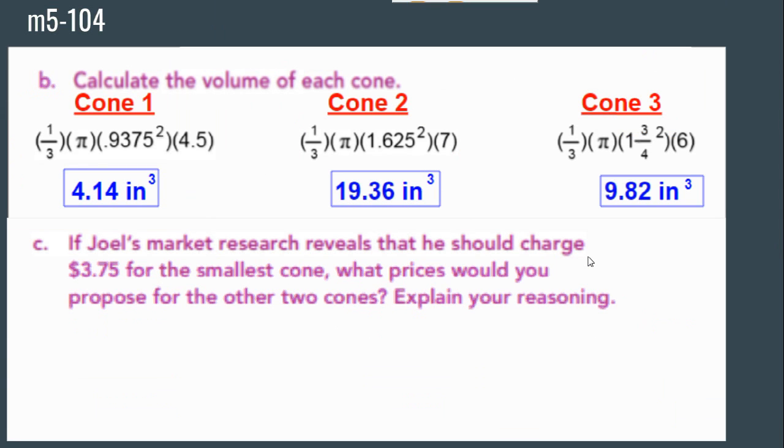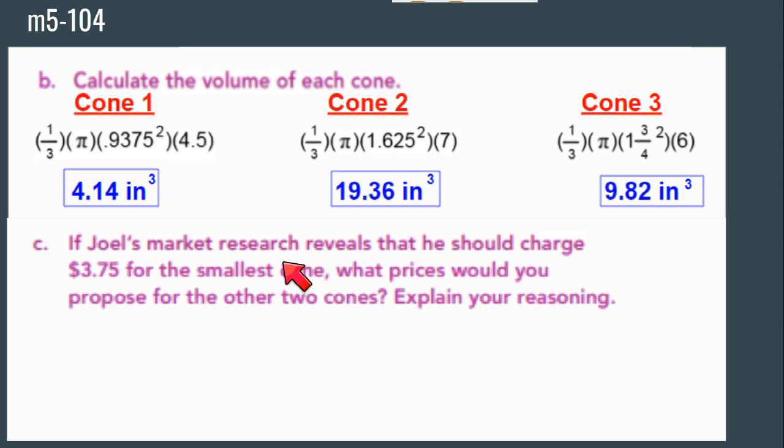So if we go to C, again, we're going to read this together. When I stop, everyone helping me out, read the next word, so please follow along. So it says, if Joel's market reveals that he should charge $3.75 for the cone, what prices would you propose for the other two? And you're going to explain your reasoning here.